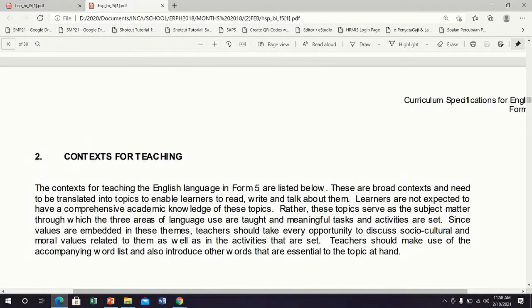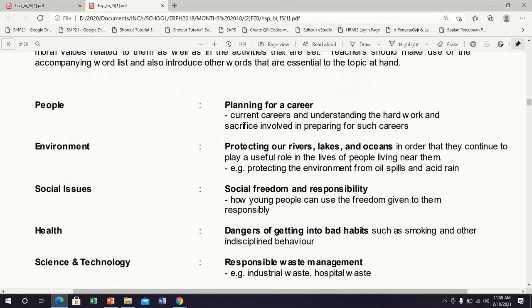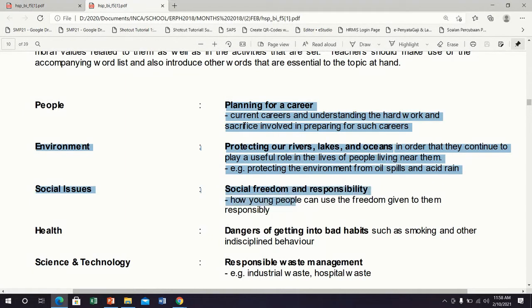Okay, so context for teaching. And so we are very familiar with these five themes. We have people, environment, social issues, health, science and technology. And so there are some suggestions of topics that belong to each of these themes, right?